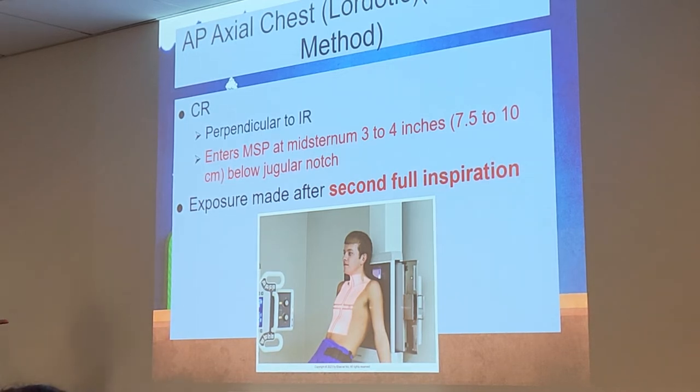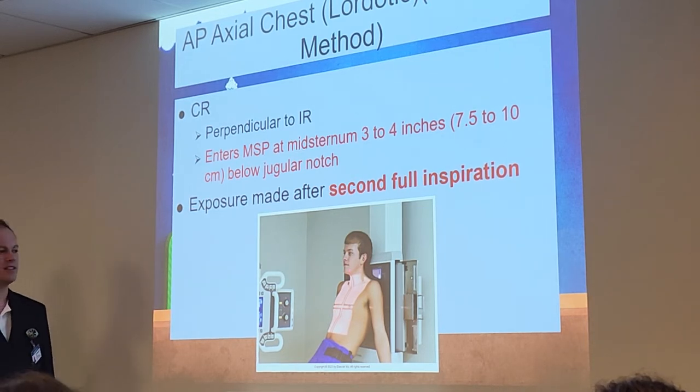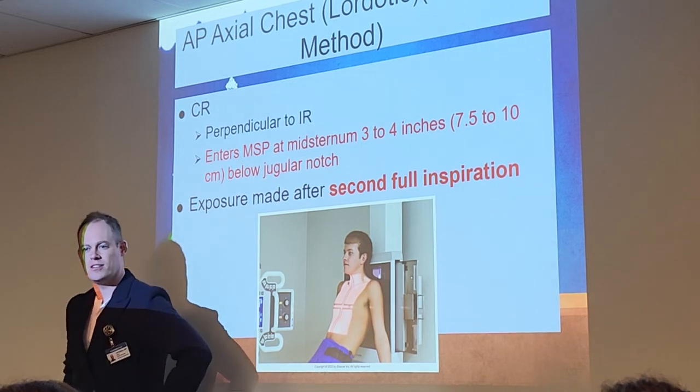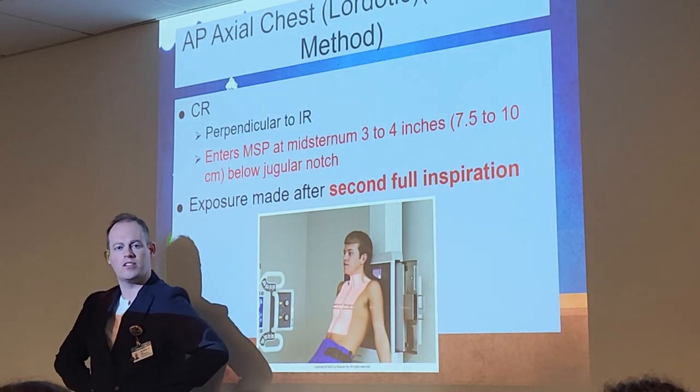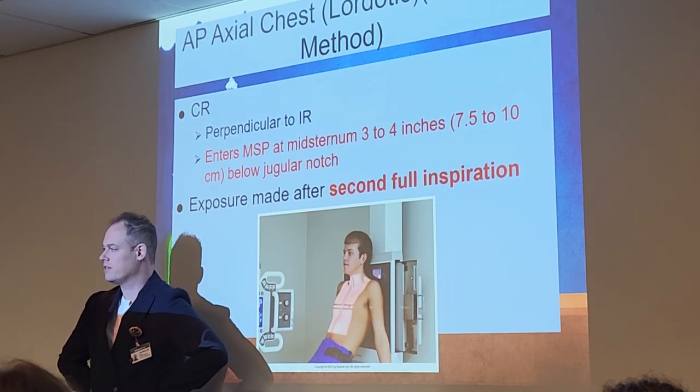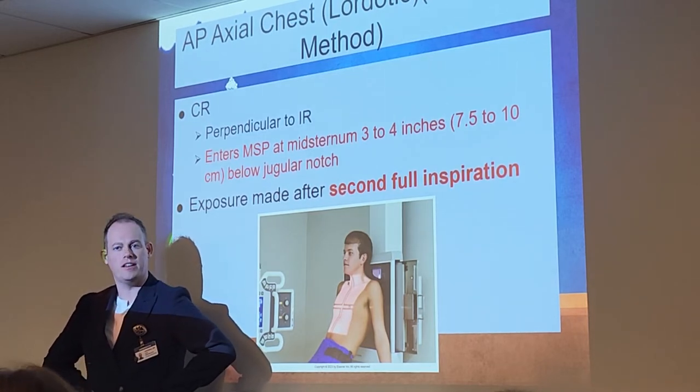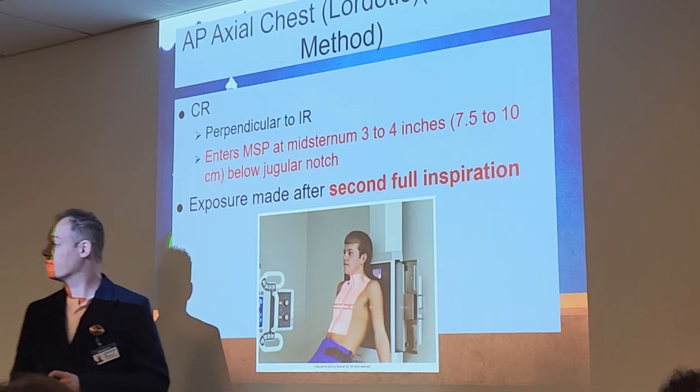Now there's a part of this picture I do not like. Aside from this guy looking like a mannequin once again. What's wrong with this picture? His arms. The arms, right? What do we got to do with the arms? On the hips and roll them forward, right? And why do we do that once again? To move the scapulae out of the lung fields.